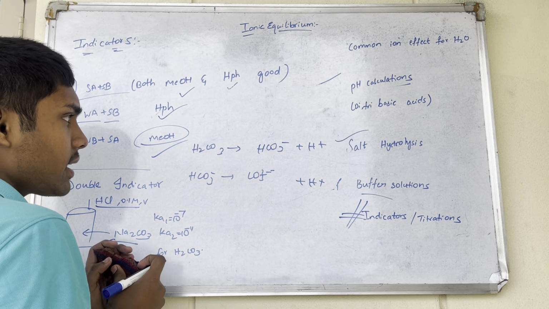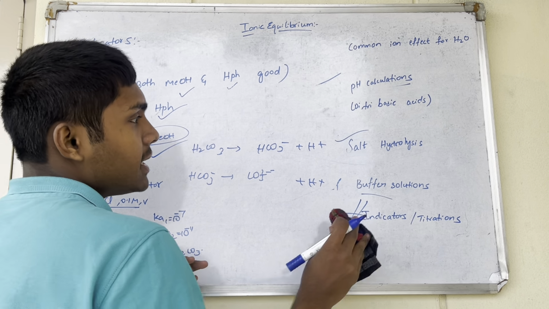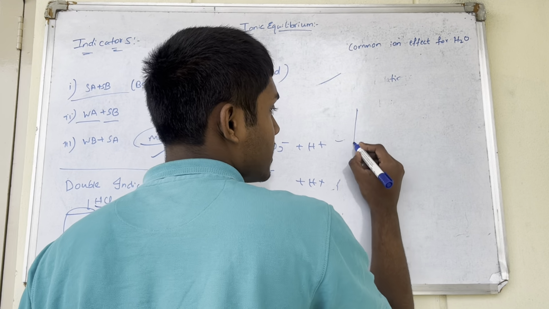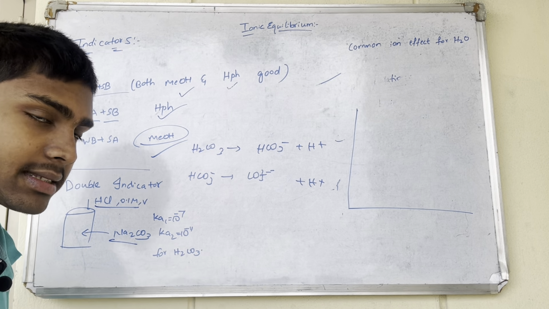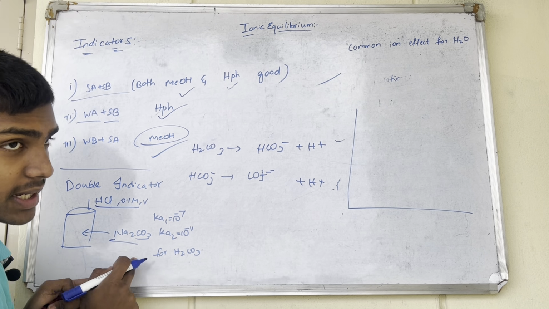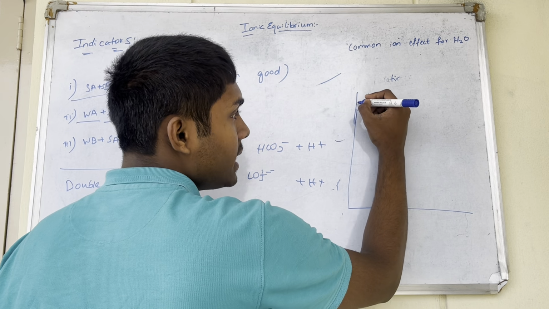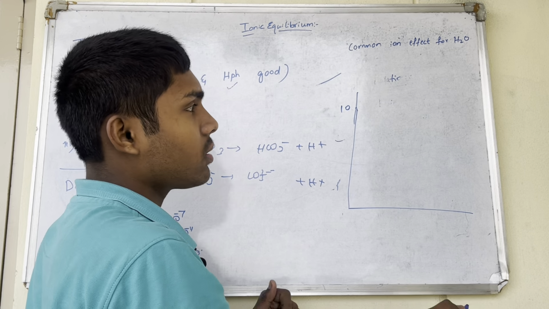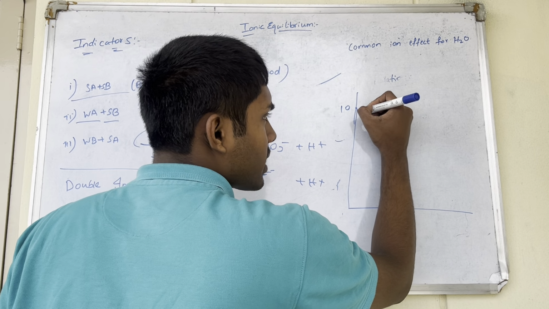So the titration curve is going to be, I'm going to erase this part. So now the titration curve is going to be like this. In this case, I'm adding HCl to this base. So initially, since it's a base, the pH is going to be greater than 7. So it is somewhere, assume it as 10. Somewhere, I don't know exactly. So it will come like this.